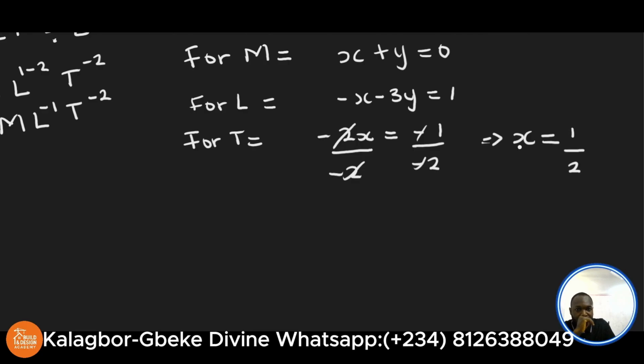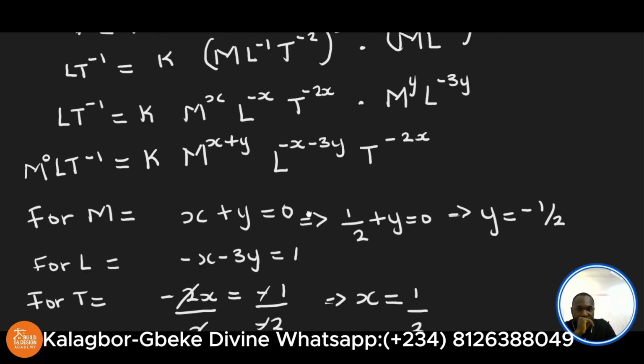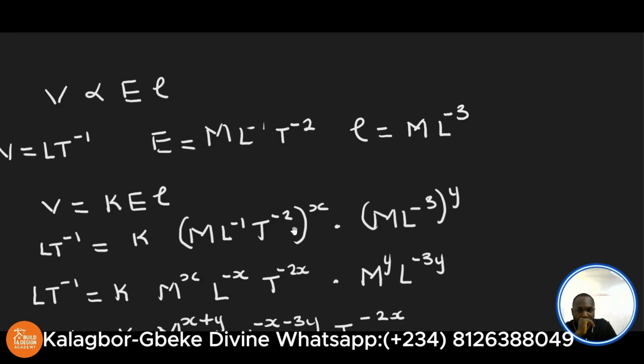1 over 2. So if we put X as 1 over 2 here, we'll now have 1 over 2 plus Y is equals to 0. Therefore, Y will be equals to minus 1 over 2, because we'll take 1 over 2 to the other part, so it becomes negative. So now we have our value for Y, and we have our value for X.